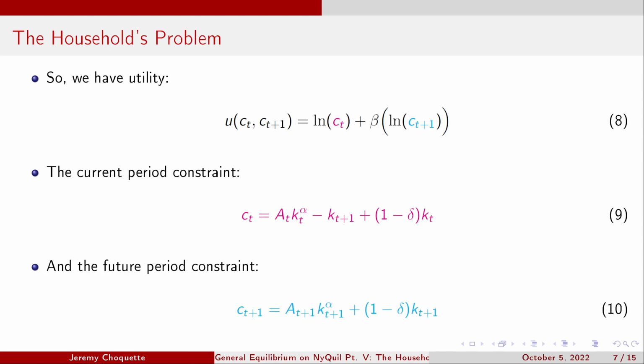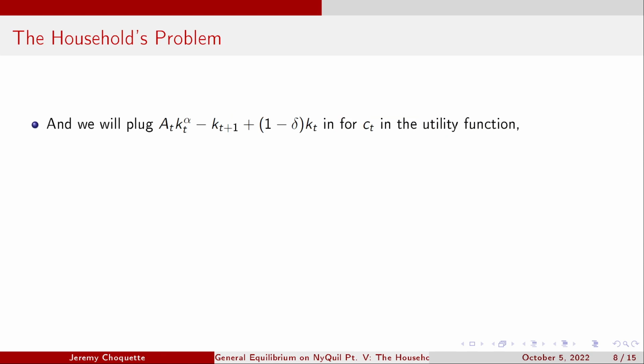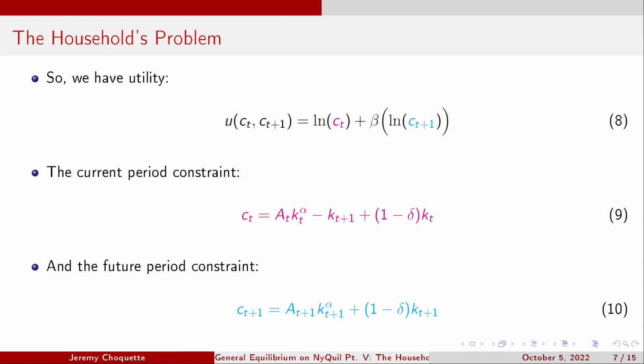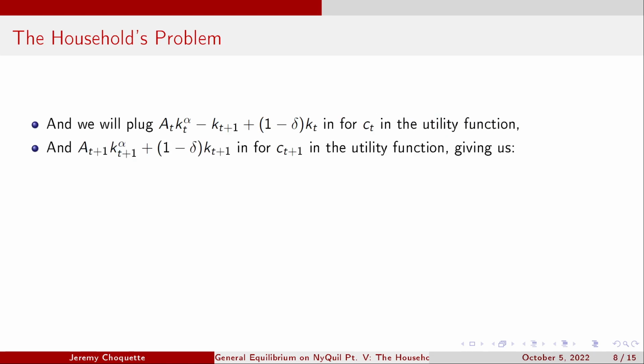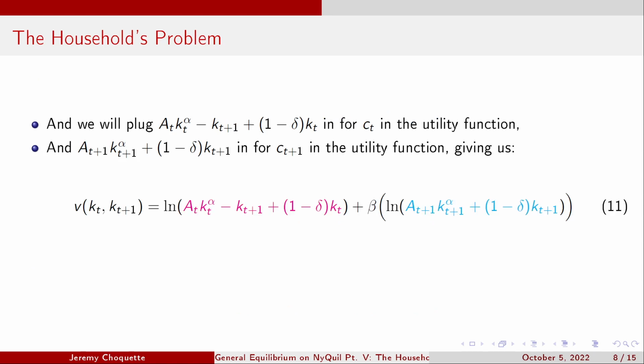And the future period constraint is going to be this guy right here. Notice there's no KT plus 2 because, well, we're not doing anything in T plus 2. So I got CT plus 1 equals output tomorrow plus 1 minus delta times KT plus 1. So this is the amount of available capital less depreciation. Right, and so I'm going to plug the first one, equation 9, in for C in the utility function. And equation 10, I'm going to plug into CT plus 1 in the utility function, which gives me this right here.